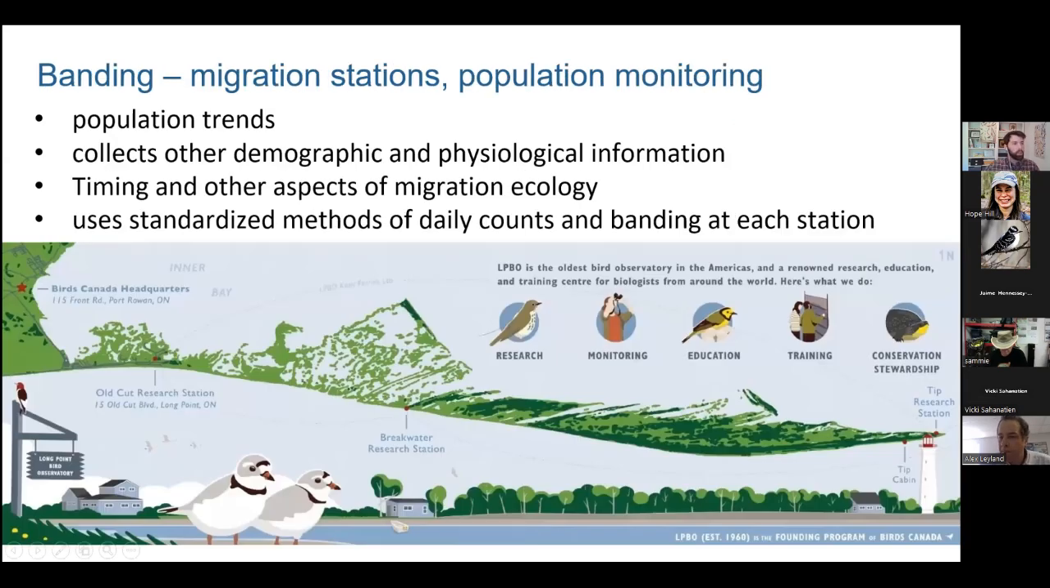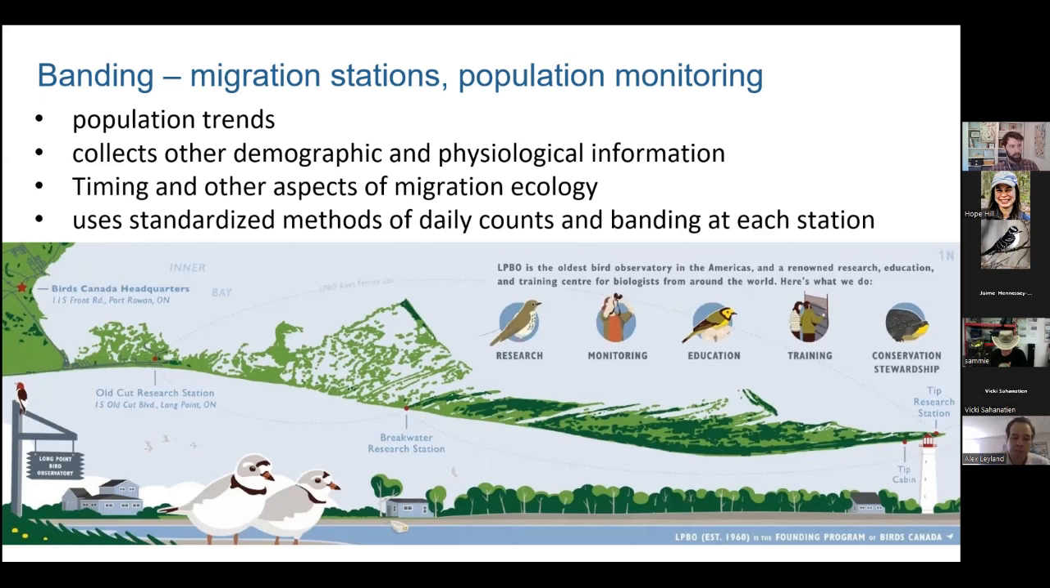And so then I'll talk a bit about banding stations or migration stations. These are some of the earliest ways that people were monitoring birds in North America. So a station where you set up mist nets, so fine nets that birds fly into, are captured just for a few minutes, and then someone pulls them out of the net and puts tags on their legs.